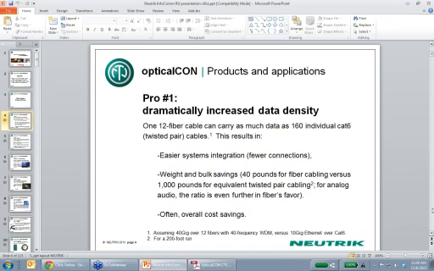And again, another part of this pro of dramatically increased data density is the overall cost savings, because if you're running that much data and you don't need to run all that copper cabling, well, then you can save money with fiber. And Kim, just interrupt me when a question comes in. I will do that. Thank you. Okay, sounds good.